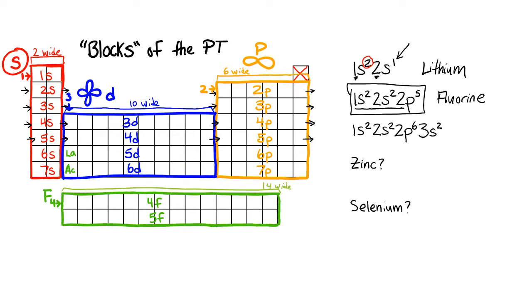Let's figure out what 1s2, 2s2, 2p6, 3s2 is. 1s2 covers these two, 2s2 covers these two, jump across, and you get 2p6, which means that the entire 2p row is filled up. And then you have 3s2, which stops us off right here. This destination is magnesium.